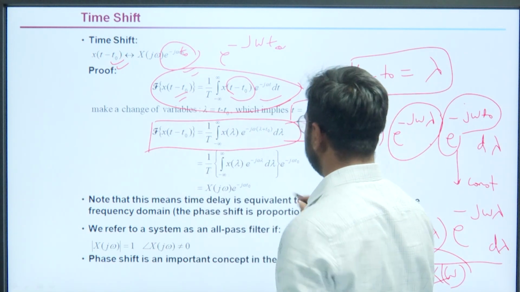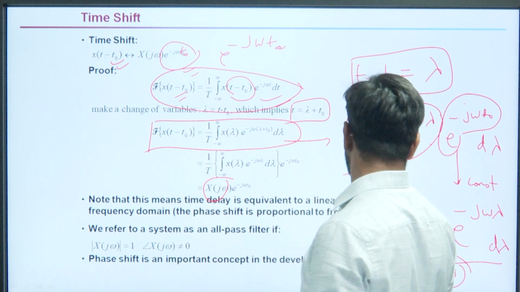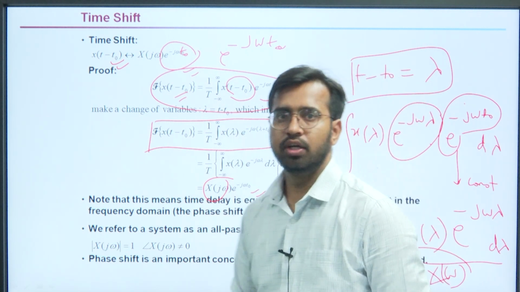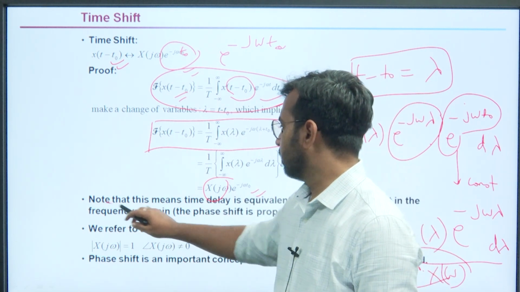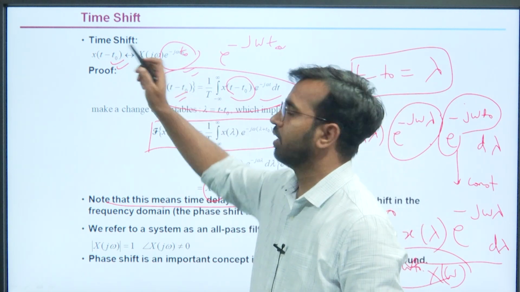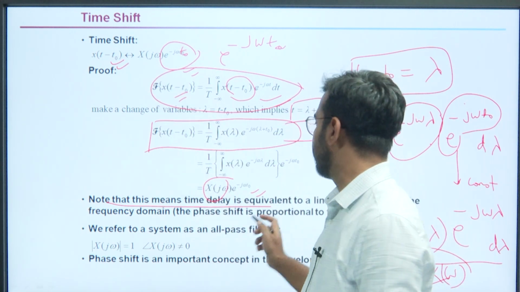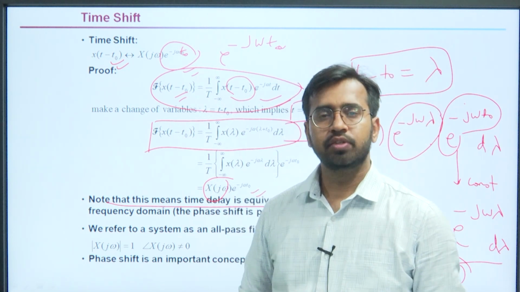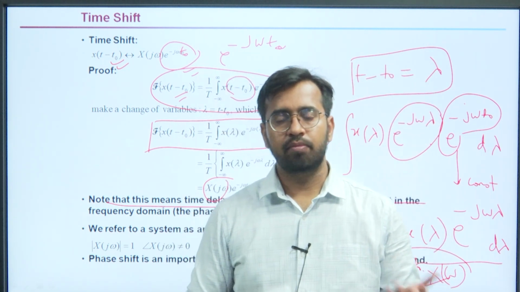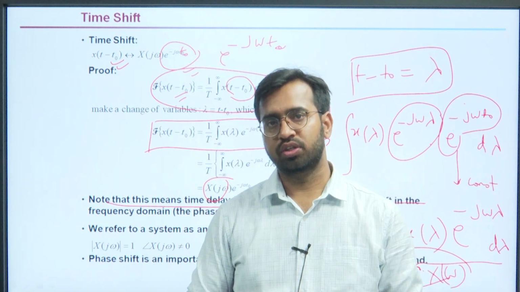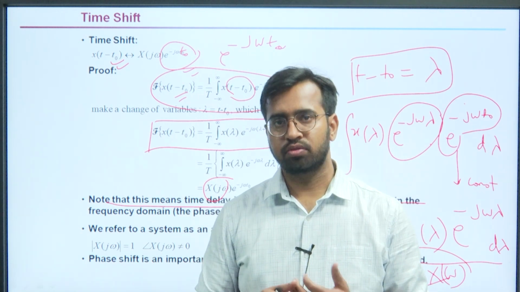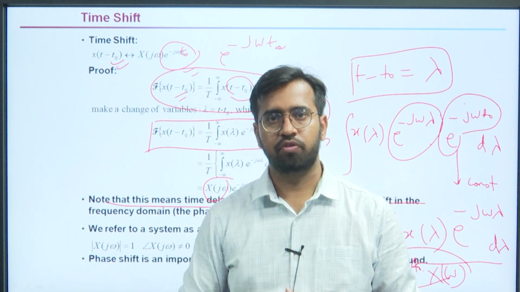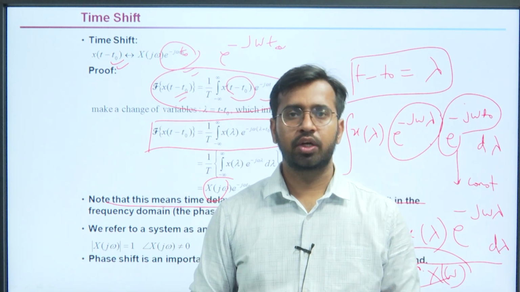So, what happens, see, X(j omega) into e to the power minus j omega t naught. Here the important thing is that a time delay on the input side is equivalent to a linear phase shift on the output side. That means, suppose you are delaying in time on the input side, and you are using the Fourier transform, that means you are going to the frequency side. From time domain we are moving to frequency domain.